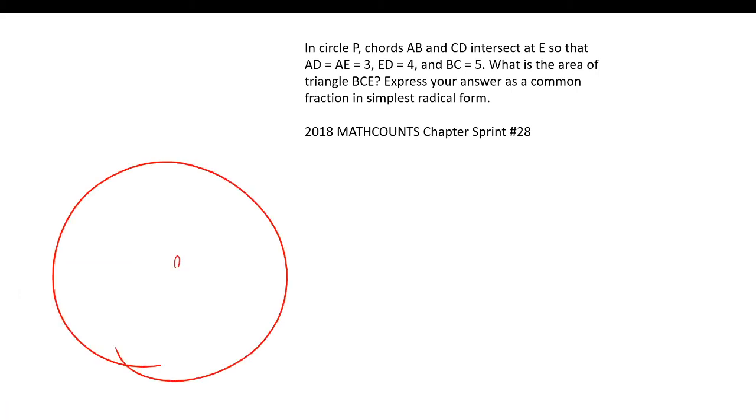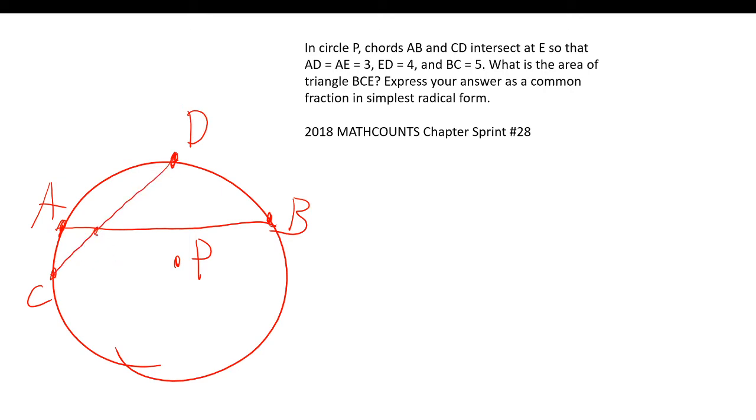So we have circle P. Start off with A, start off with B, and then I have this AB, and then over here we have CD, so I'm going to draw C, then D up here somewhere. Kind of do a rough sketch of the problem. They intersect at E.